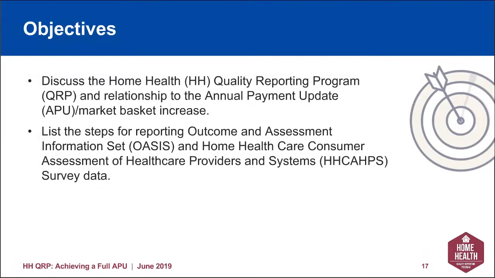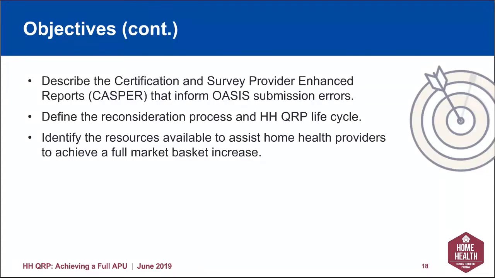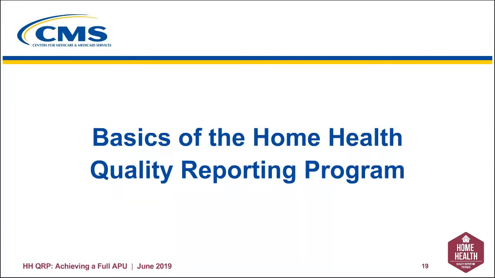Objectives for today's webinar are to discuss the Home Health Quality Reporting Program and its relationship to the annual payment update or market basket increase; list the steps for reporting Outcome and Assessment Information Set, or OASIS, and the Home Health Care Consumer Assessment of Healthcare Providers and Systems, or HHCAHPS, survey data; describe the Certification and Survey Provider Enhanced Reports, or CASPER reports, that inform OASIS submission errors; define the reconsideration process and the HHQRP lifecycle; and identify the resources available to assist home health providers to achieve a full market basket increase.